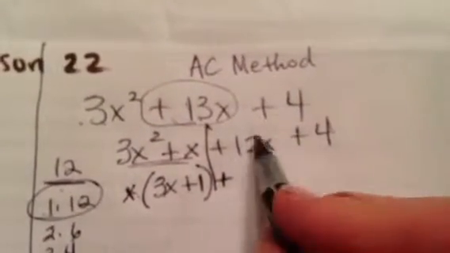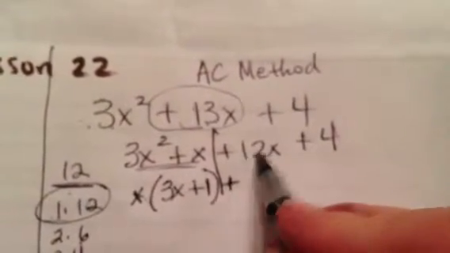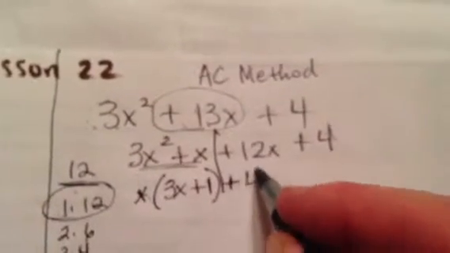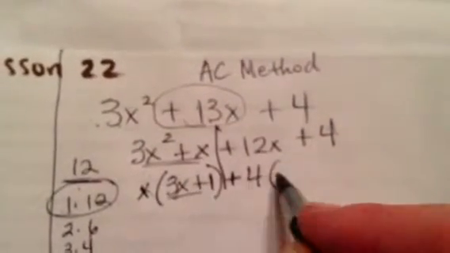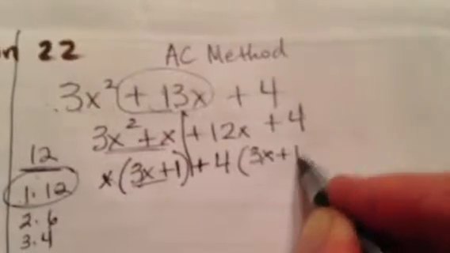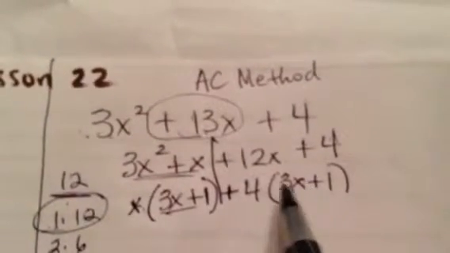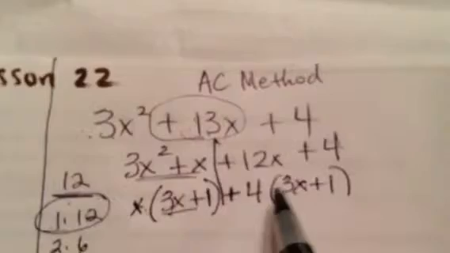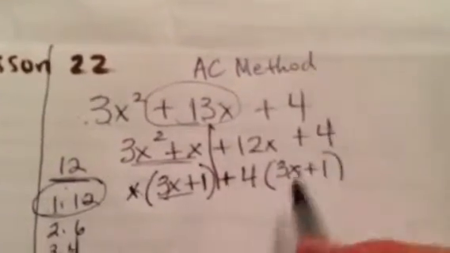Now what does this half have in common? 4. Do you see 4 would go into 12 and 4 goes into 4? Okay, whatever's in this parentheses, copy it. So I did that. Now does it work? 4 times 3x is 12x. 4 times 1 is 4, and you're like, woohoo!